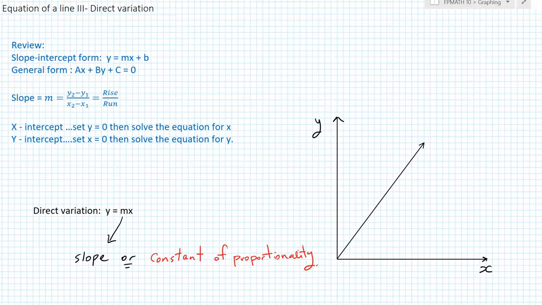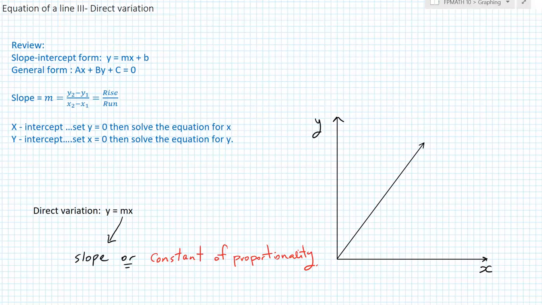Hello again. So today we are going to talk about direct variation, one of the concepts that is directly related to a linear equation, linear function. Actually, you don't know what a function is yet, but just think of it as a relation right now. So direct variation is basically a form of a line, y equal to mx plus b.